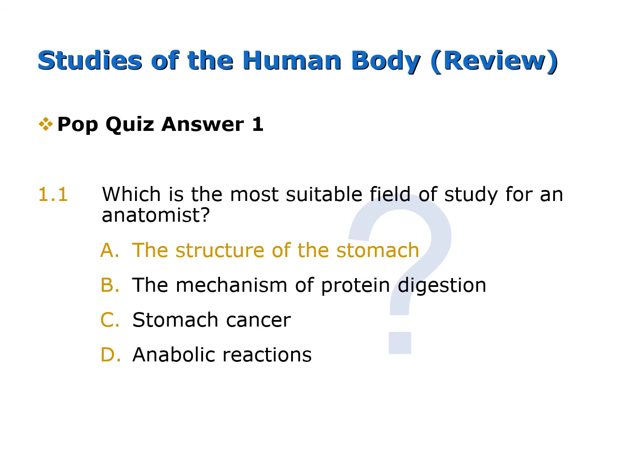Option C, which is stomach cancer, obviously it's a condition, it's a disease. If you remember, pathology is dealing with that. While option D describes anabolic reactions, again, reactions are functions, relate to physiology and not anatomy.